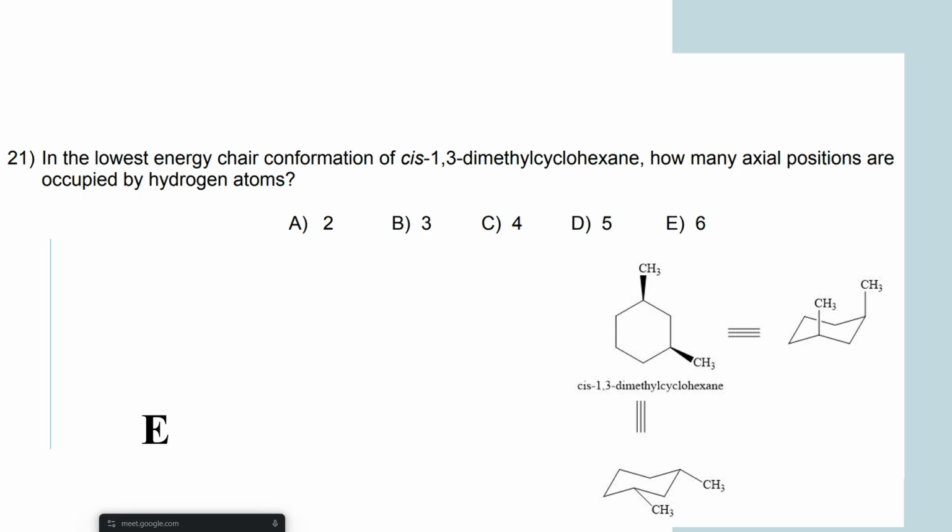Hence, in total, all 6 of the axial positions will be occupied by hydrogen atoms in the lowest energy chair conformation. Hence, you will have to choose option E as the correct answer in this question.